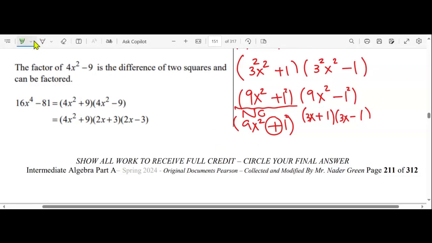So what's your final answer, mister? That's your final answer. Easy? Copy? Good students will always have their notebook with them, and they will be copying.